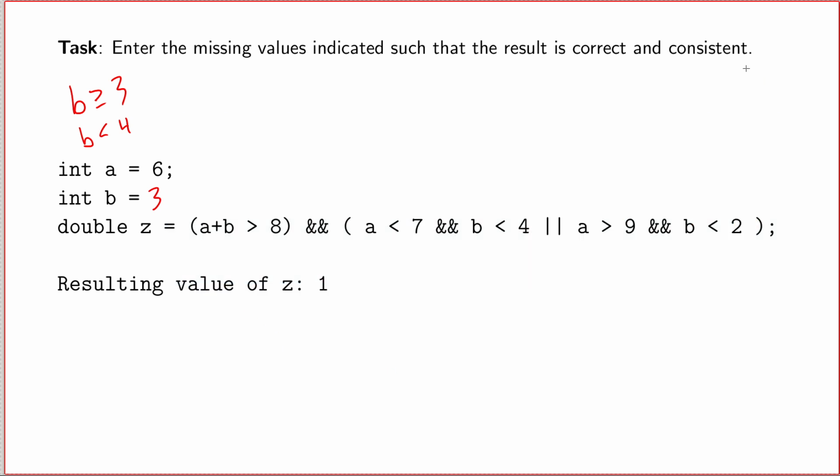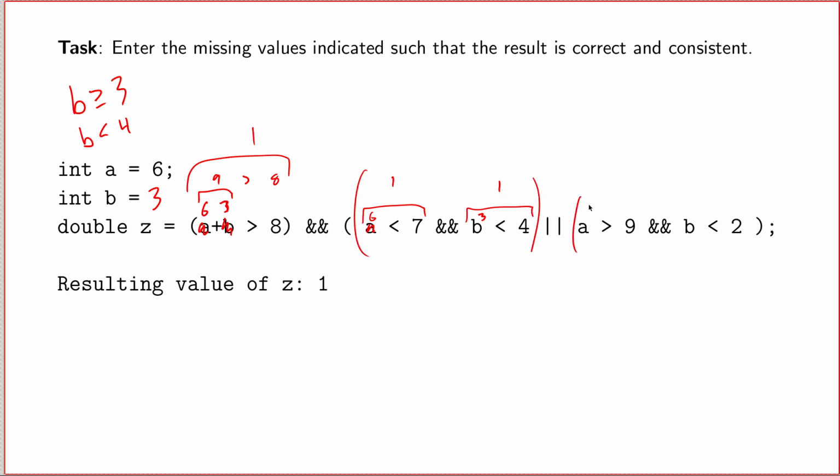You can always try that by plugging everything in. So let's see. A is 6 and B is 3. So that's 9. And so is 9 greater than 8? Yes, true. Is A less than 7? So A is 6, that's true. Is B less than 4? B is 3, so that's true. And then we'll put brackets back there.